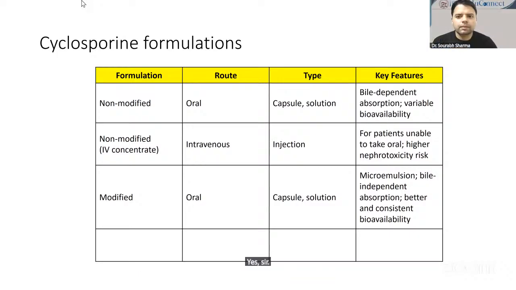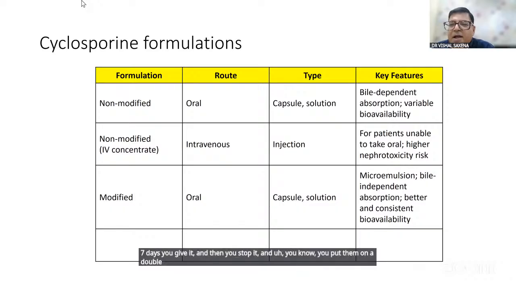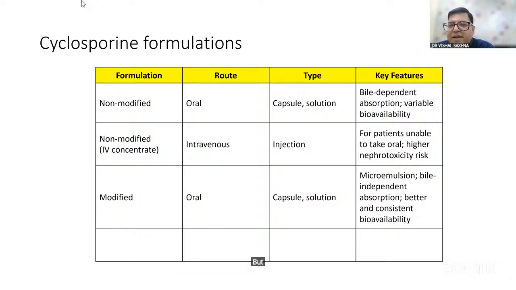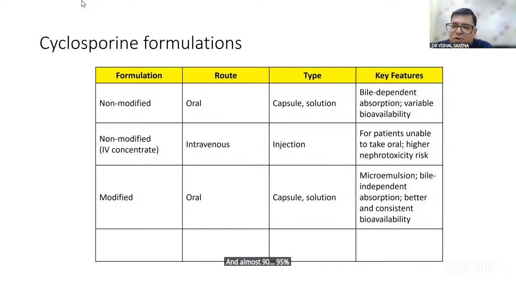For 1 year in all ISNs and ISOTs, I was telling about the data about lesser side effects. You give steroids for 7 days and then you stop it, and you put them on a double drug regimen. But by the end of 1 year, we started seeing rejections, and almost 95% of patients had to be reintroduced on steroids. So we burnt our hands with that, and I have no qualms in agreeing to it.